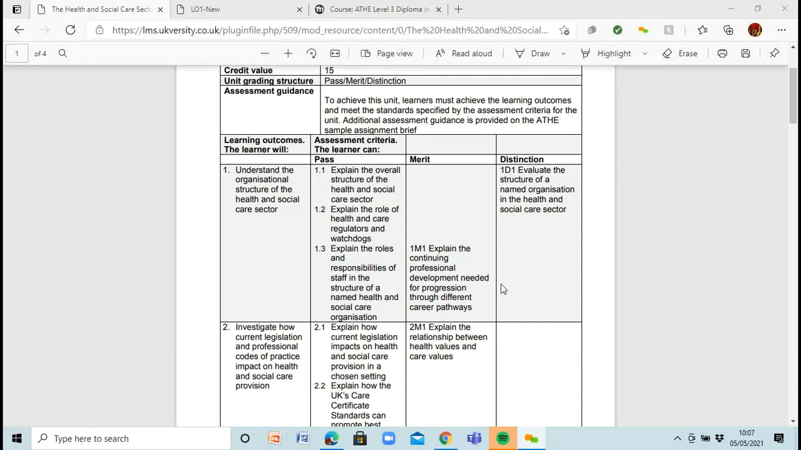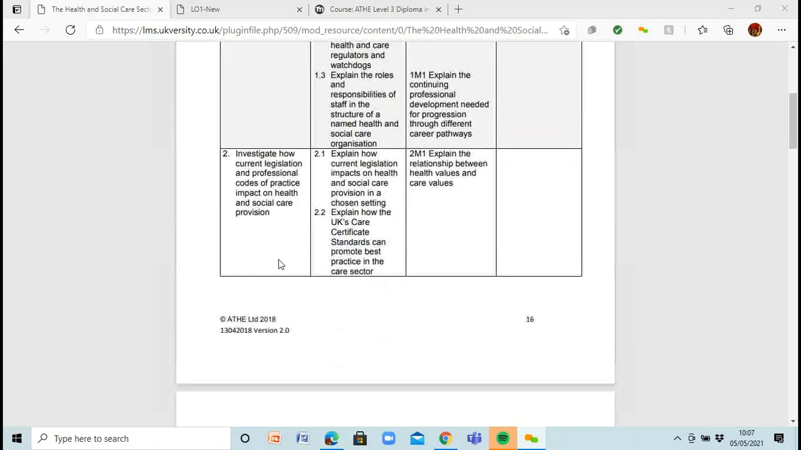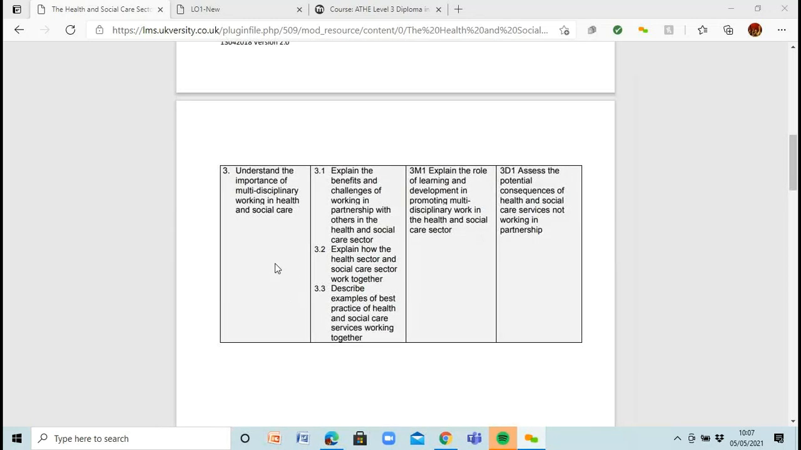Now the 3 learning outcomes that we're going to be looking at over the next few days. The first one, which we're looking at today, is understand the organizational structure of the health and social care sector. Learning outcome 2 is investigate how current legislation and professional codes of practice impact on health and social care provision. And then learning outcome 3 is understand the importance of multidisciplinary working in health and social care. Now, multidisciplinary, you might know it more as partnership working, where you're working with other services.